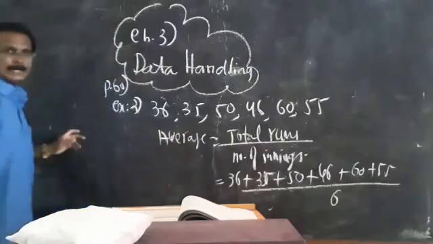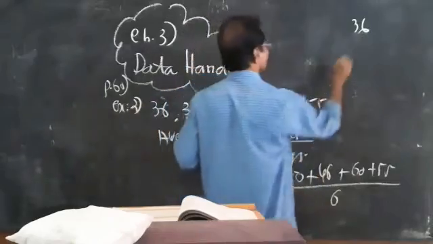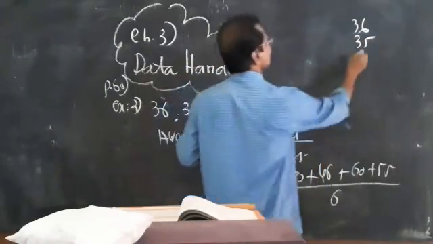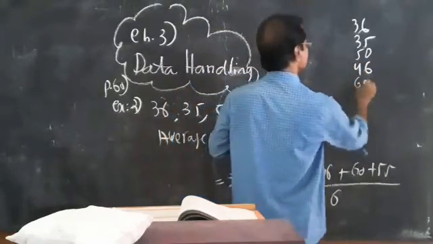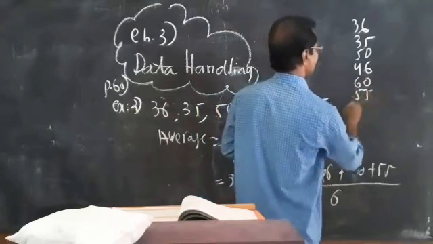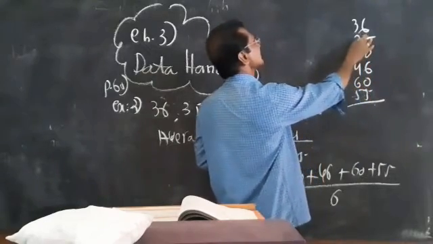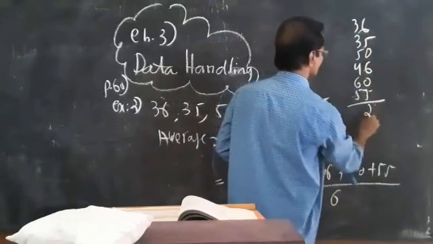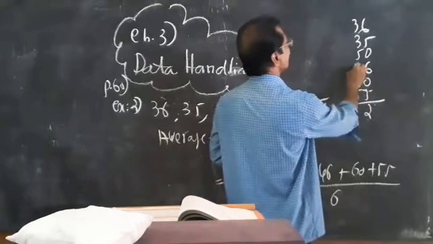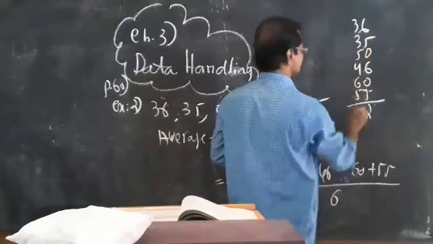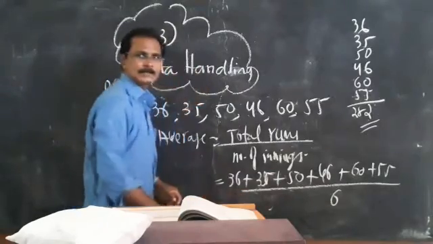Now adding all these numbers. 36, 35, 50, 46, 60, 55. How to add? 5 plus 5, 6 plus 5 is 11, 11 plus 5 is 16, plus 6 is 22. Then carrying 2 plus 5, 7, 7 plus 6, 13, 17, 22, 25 plus 3, 28. So the answer is 282.